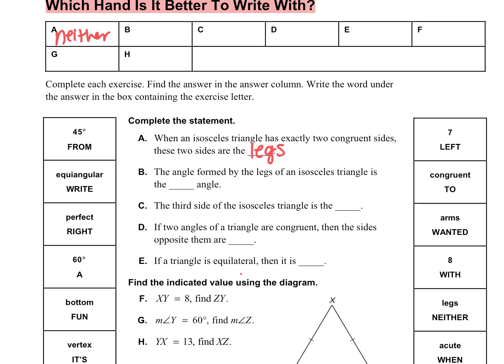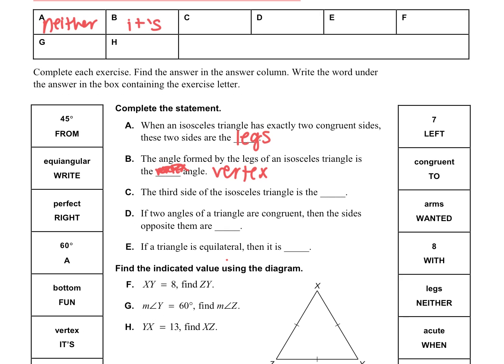All right, the angle formed by the legs of an isosceles triangle is the blank angle. What is it? Good. Vertex. You know what? I'll write it over here. Is there gonna be vocab on the test? Good to know.